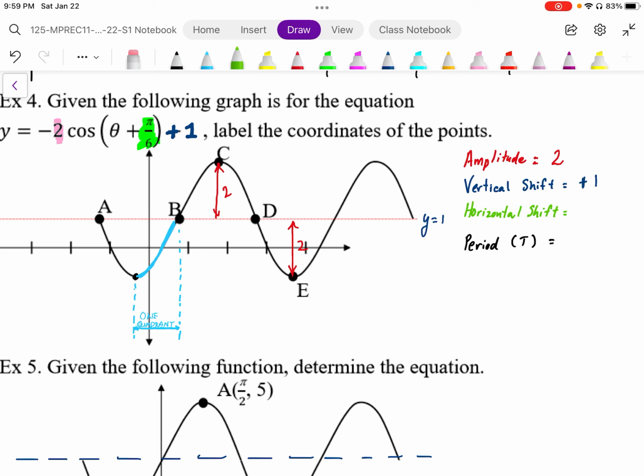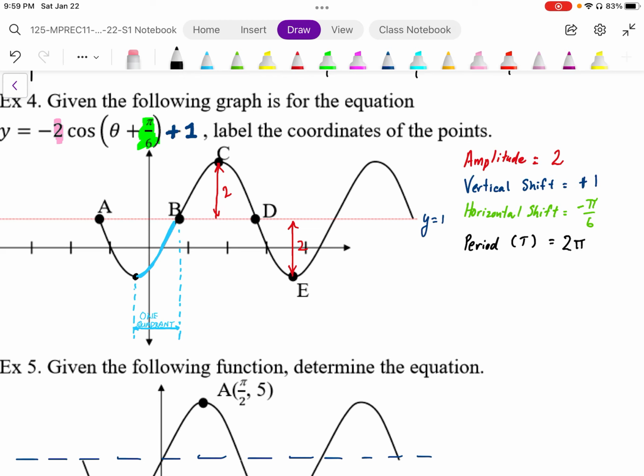The horizontal shift is going to be the inside part. So inside the cosine, we have a plus pi over 6. So the horizontal shift is going to be left pi over 6. It's always opposite. And the b value is not 0, the b value is 1. The period is just a regular 2 pi period.